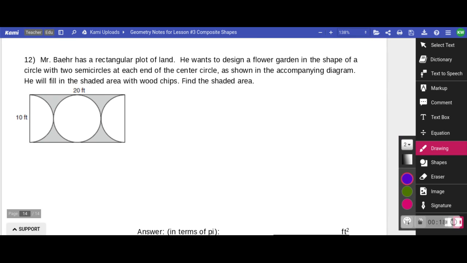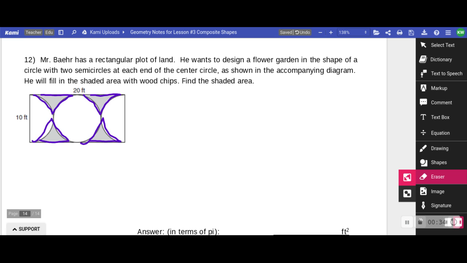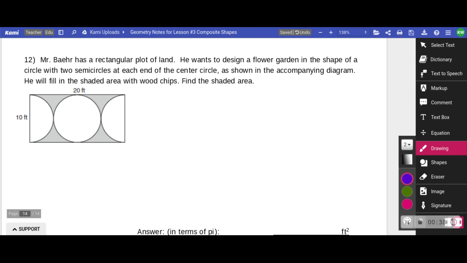Find the shaded area. So if we're looking at the shaded area, it's this really kind of curved looking triangle area. And that's a shape that we don't know. So instead of trying to find the area of a shape that we don't know, we're going to have to look for some basic shapes that we do know. So just looking at this diagram, I see that the entire plot of land is a rectangle. So I'm probably going to be finding the area of the rectangle.